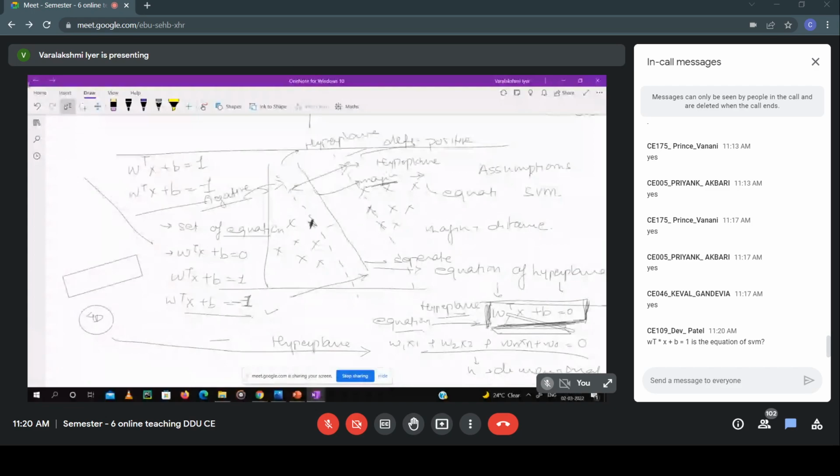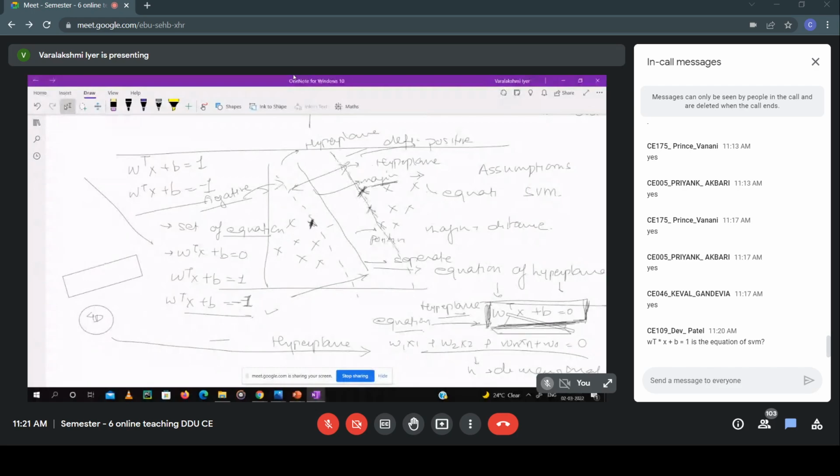No, it is not an equation of SVM. It is the hyperplane equation. See, we are creating a hyperplane that is passing through the support vectors on the positive side. This is the positive side, okay? And we are creating an equation of a hyperplane which is passing through support vectors on the negative side. So this is the hyperplane. This is another hyperplane that is parallel to this particular hyperplane that we have created.